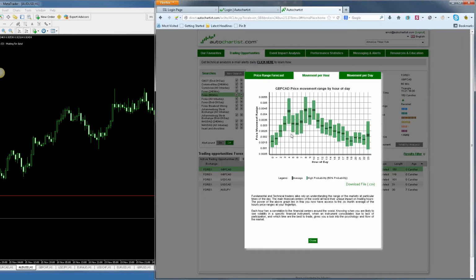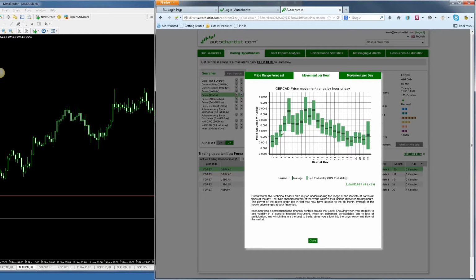And this is really the most interesting part of this analysis. It shows you how much you can expect price to move. Because as traders, especially Forex traders, we need volatility. We need price to move. If price isn't moving, we're not going to make money. The more price moves, the more we can make money. And what this does is it shows you the volatility of the hour per day. So right now I'm in the New York time.